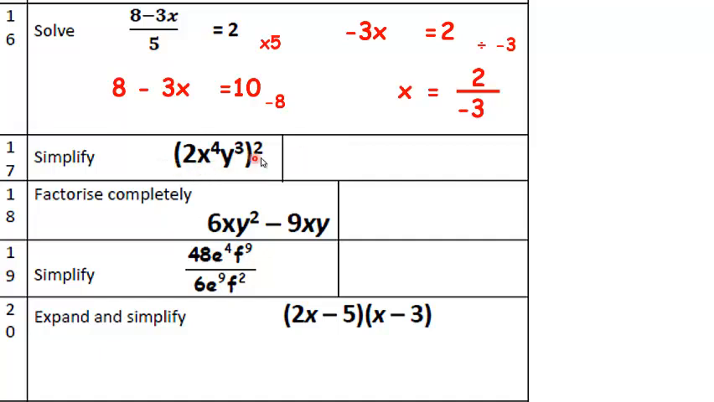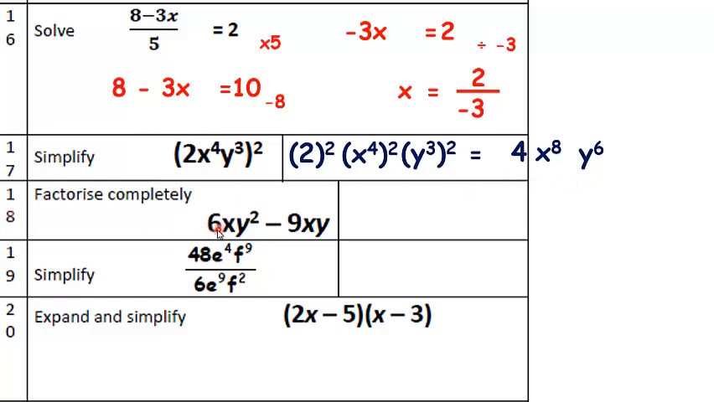Question 17. I need to square all three terms in here. I need to square the 2, I need to square the x to the power 4, and I need to square the y cubed. 2 squared is 4, x to the 4 squared is x to the 8, and y cubed squared is y to the 6. That's it. Bob's your uncle, there's your answer.